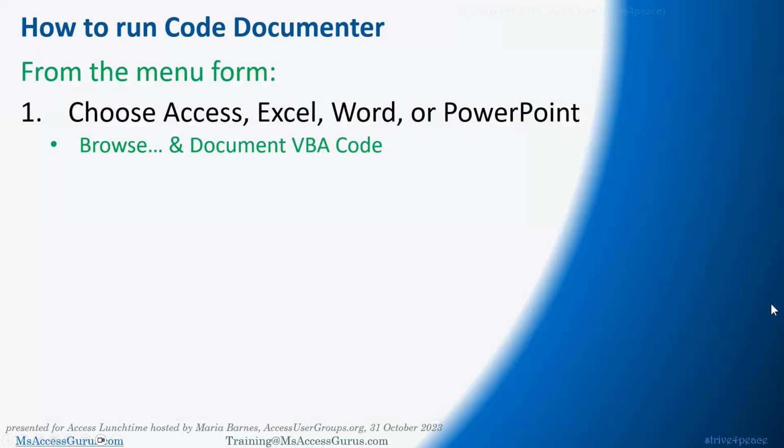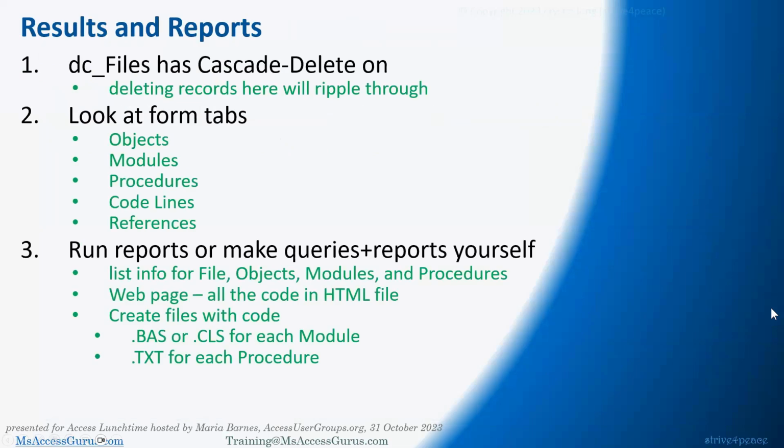How to run it? This is easy to run. Just from the menu, you choose Access, which is the default, or you can choose Excel, Word, or PowerPoint, and then browse and document the VBA code. And then you get the results and the reports.